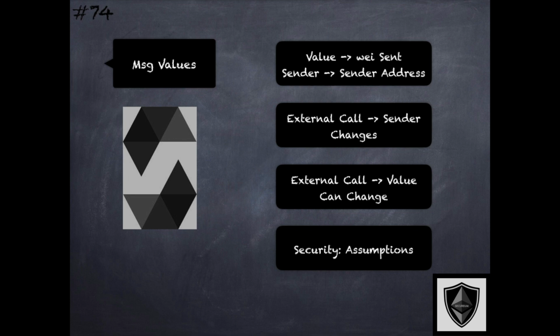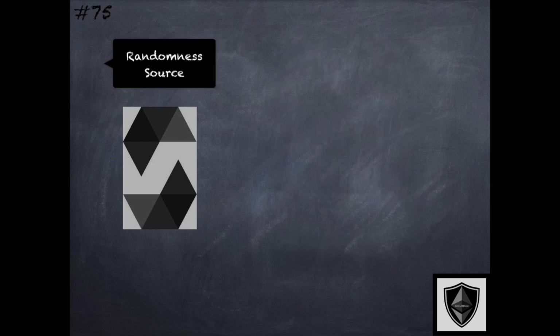These aspects should be kept in mind when analyzing the security of smart contracts, because the developers could have made incorrect assumptions about some of these that could result in security issues.